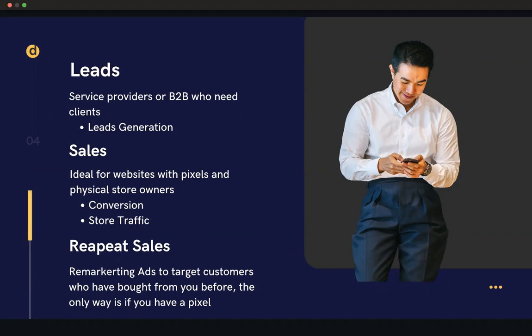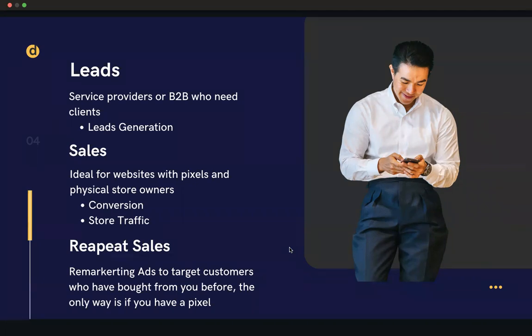Then repeat sales. Repeat sales is very interesting, right? Like I mentioned, you can target your customers, retarget your customers. So say you sell makeup products and makeup items, or you sell hairs. How do you want your customers to know that you have new arrivals, right? You can now remarket using probably your customers list, right? It's an advanced way on Facebook.